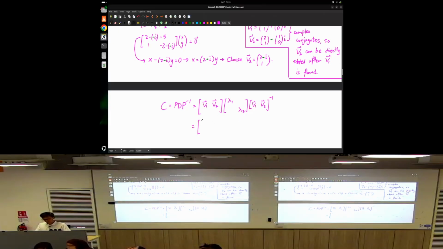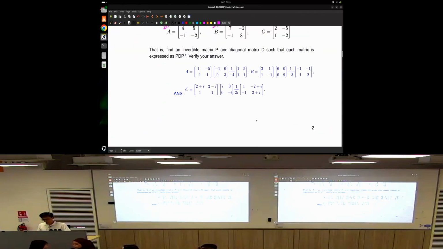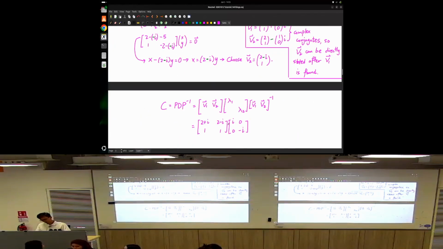So therefore this will be 2 plus i and this is 2 minus i. Then this one must be i, minus i. Then this part you can work out P inverse. Did I give you P inverse? Yes, I did. So the determinant you can find. It is this times this minus this times this. So it's really just 2 plus i minus 2 minus i. Hence I get 2i. So it's 1 over 2i.